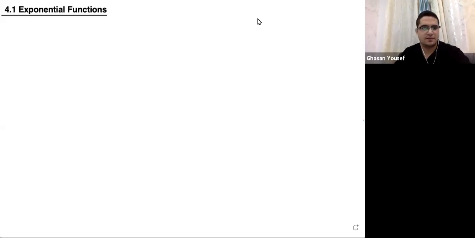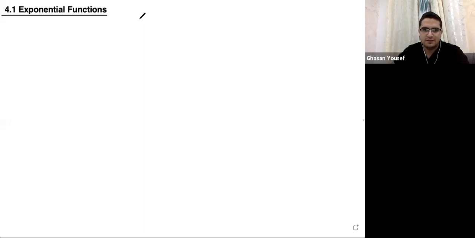Hello everyone. So today we're going over 4.1 exponential functions. Last time I talked a little bit about the exponential functions. I gave the definition of the exponential functions. It's a function of the form f of x equal a to the power x, such that this a is positive, not equal 0. I mean not equal 1, and the x is any real number.